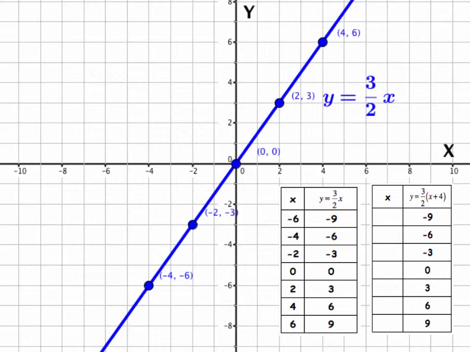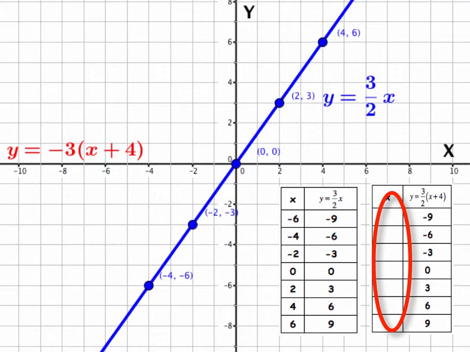And what I'd like you to do is to pause the video and please graph and make a new table of values for the new equation y equals negative 3 times the quantity x plus 4. Again, please do so by substituting x values into this equation and finding the corresponding y values. That'll really highlight the difference better than putting this in slope-intercept form.